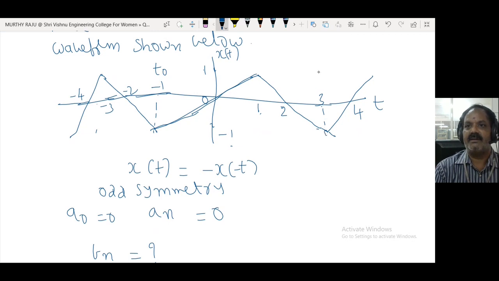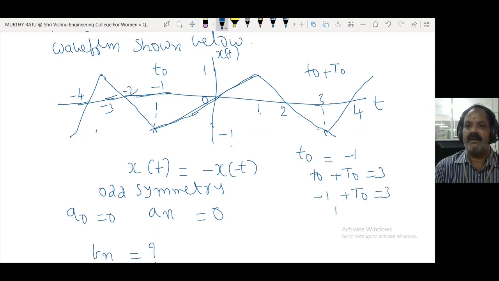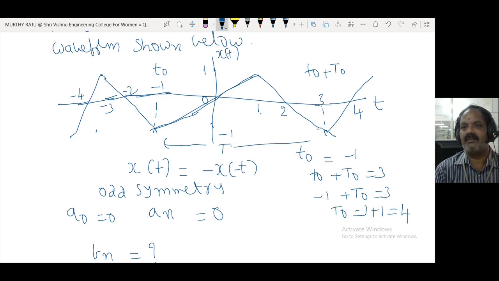This one is t0 plus small t0 equals capital T0. Therefore, small t0 is equal to -1, and t0 plus T0 is equal to 3. Substitute the t0 value in that equation. T0 is equal to 3 plus 1, that is equal to 4. The time period of the waveform is 4.